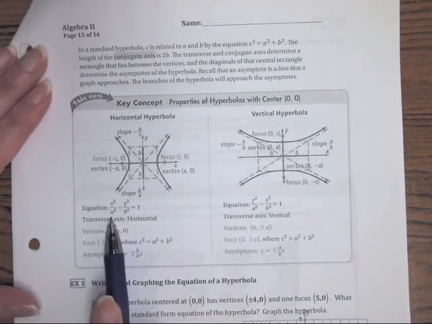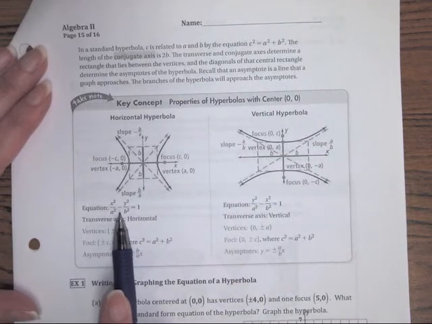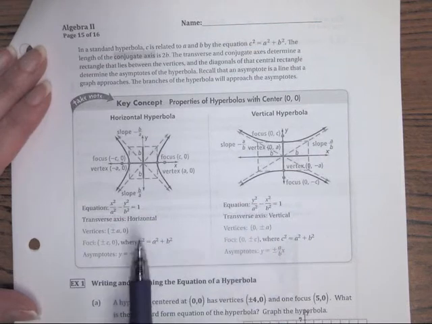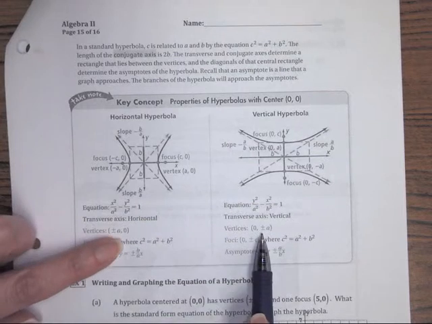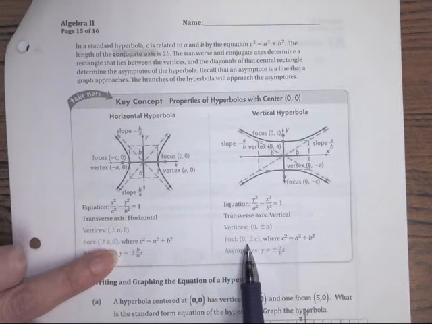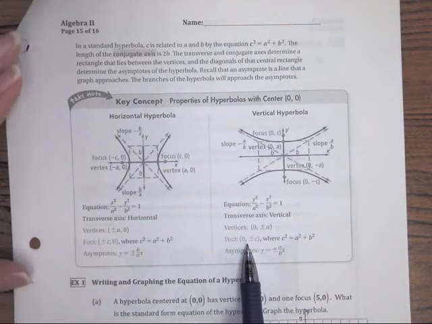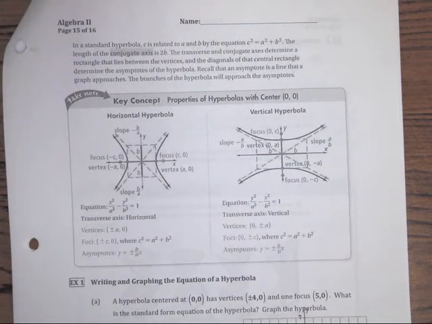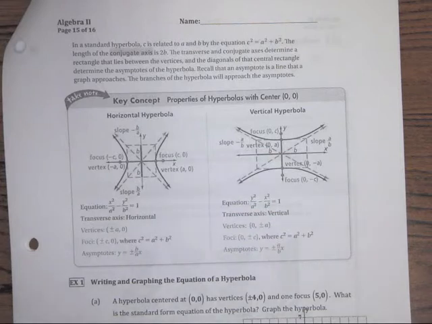Here are their equations. Notice they're minuses. We haven't had an equation that's a minus yet. The vertices, notice how they're different. The foci, notice how they're different. There is an equation that can help you find your A, your B, and your C. And the B is something that's actually quite interesting because this has something that the other shapes didn't. These have asymptotes.